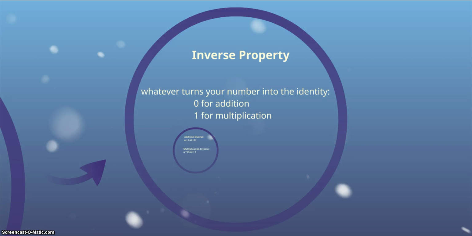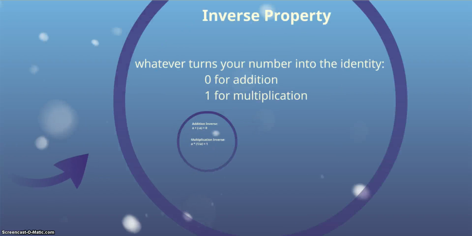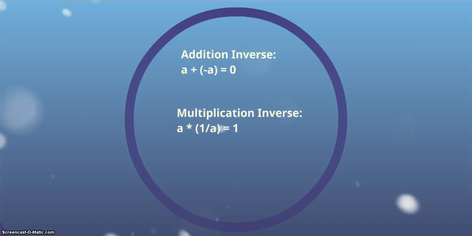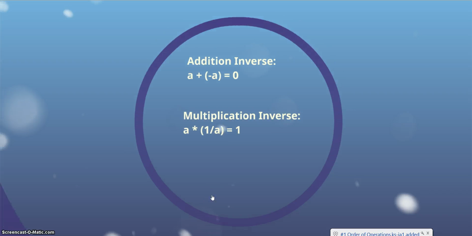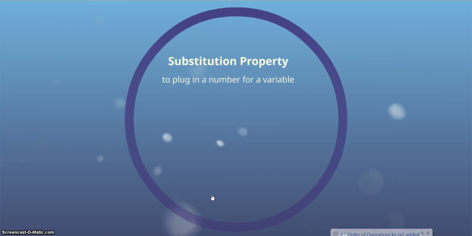For the inverse property, whatever turns your number into the identity is what we're going to do. So whatever turns your number into 0 for addition or 1 for multiplication. So for the addition inverse, a plus the opposite of a is equal to 0. And for the multiplication inverse, we have a times 1/a is equal to 1. There's also a substitution property. All this means is to plug in a number for a variable.